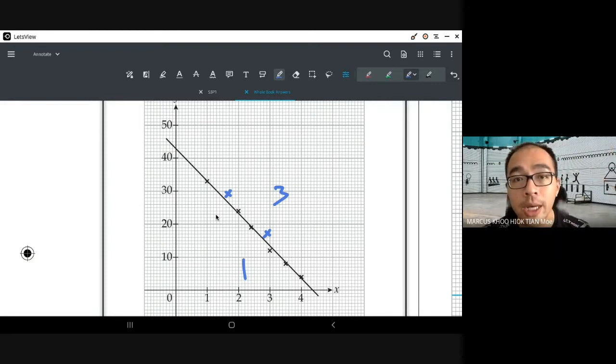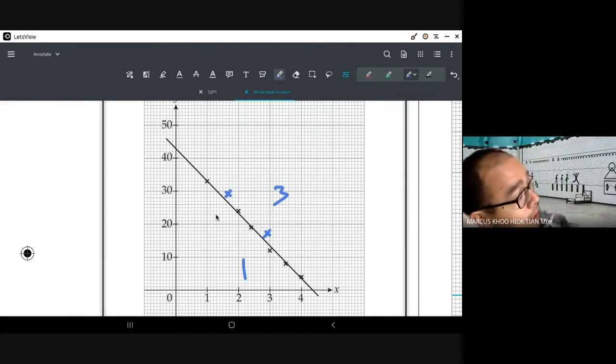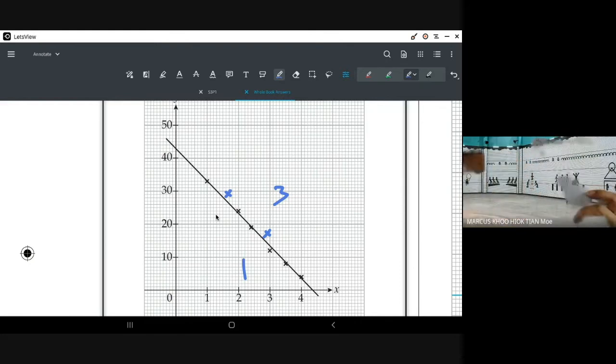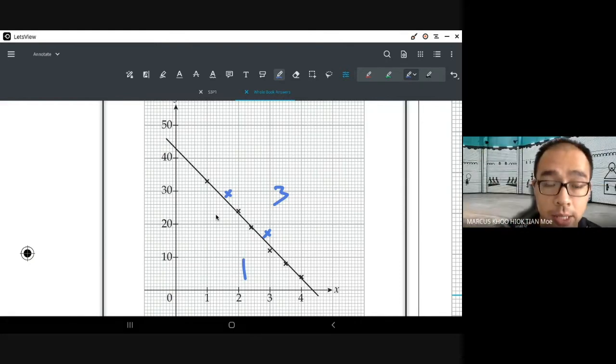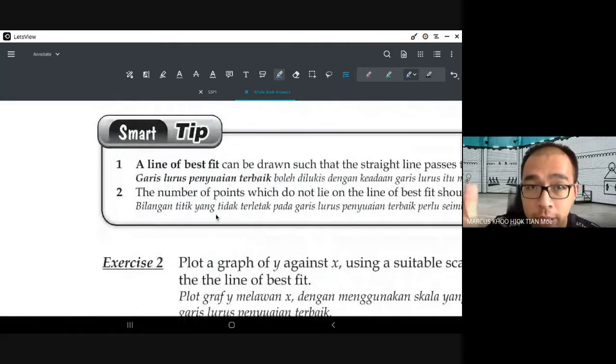Okay, so try to draw the line of best fit. I'm going to give you 10 minutes to answer all 3 questions on page 90 in your module. All right, the line of best fit. Remember, try to hit as many points as possible. The ones that don't touch the line must be balanced on both sides of the line.